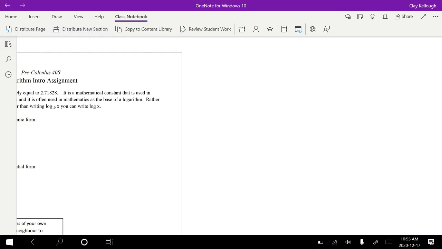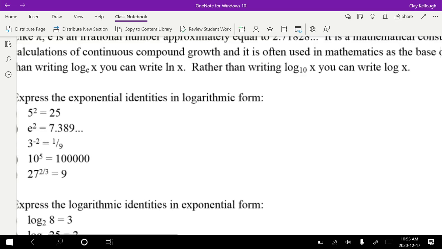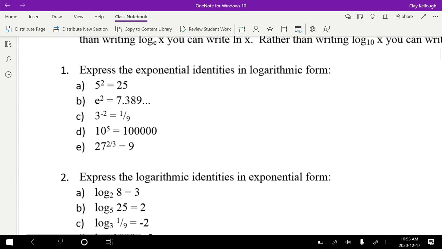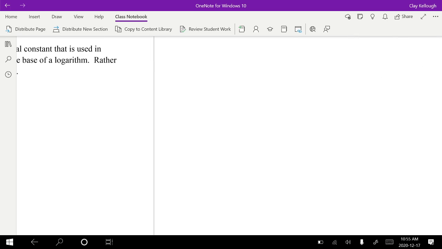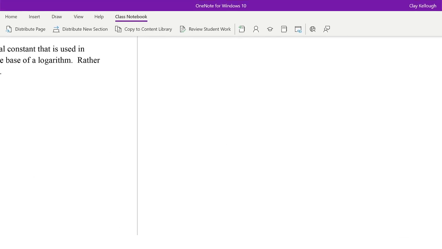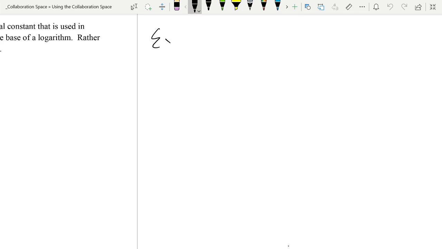Okay, so let's do some log practice. Why don't you jot that down on loose leaf right now? Let's do 1A here. Express the exponential identities in logarithmic form. So let's do that one. We'll do 5 squared equals 25. Example 1: 5 squared equals 25. Express that in logarithm form. What does that look like?